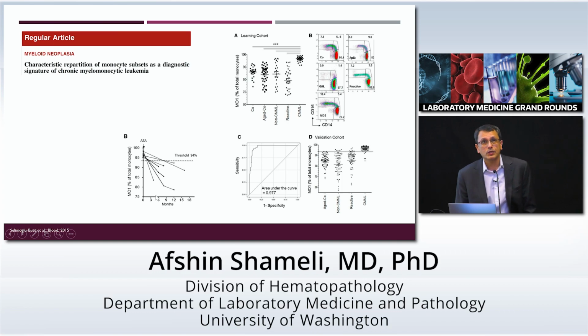Importantly, when patients with CMML received hypomethylating agent for treatment, the patients who responded to treatment showed significant reduction in the percentage of classical monocytes, indicating that this is a good marker for response to therapy.